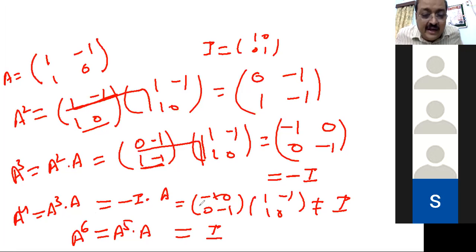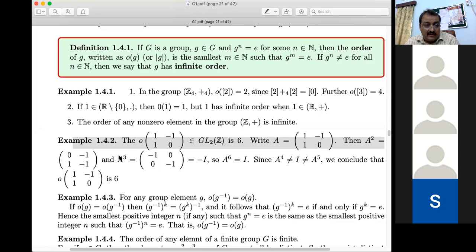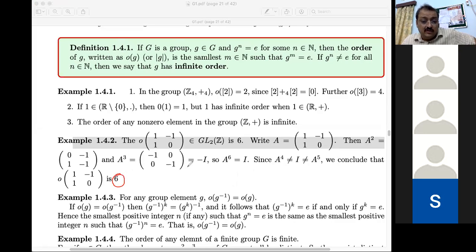Can you check yourself or no? Yes, sir. You can check yourself. Just say that here, so this A to the power 3 is equal to -I. So A to the power 4 or 5 is not equal to identity. A to the power 6 we are getting the identity element. So A to the power 5 is not equal to identity, so A to the power 6 is identity. Then after that is okay, no problem. We just say that the order of this is equal to 6, so order of A is equal to 6.